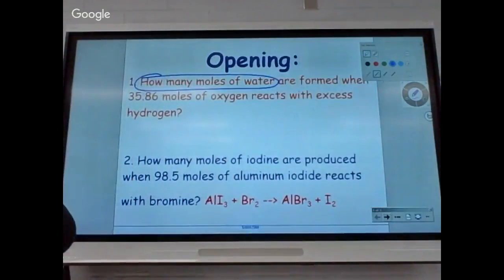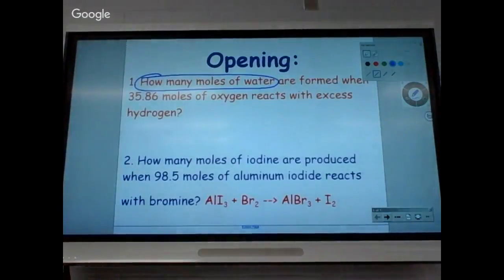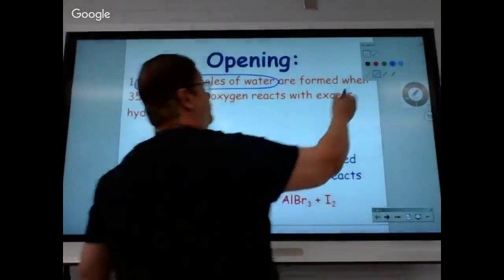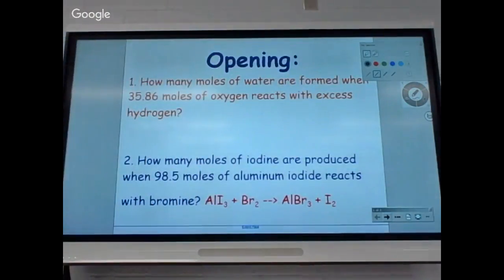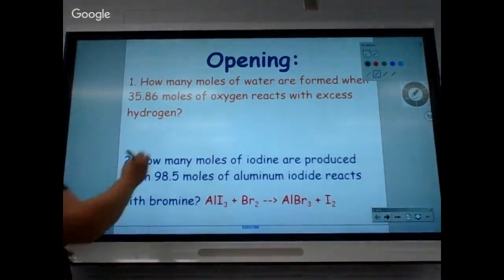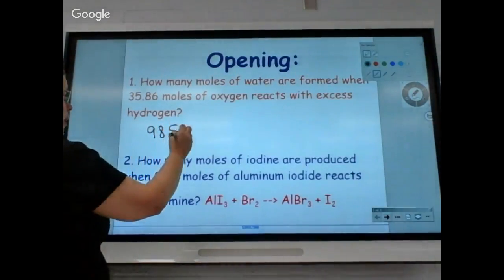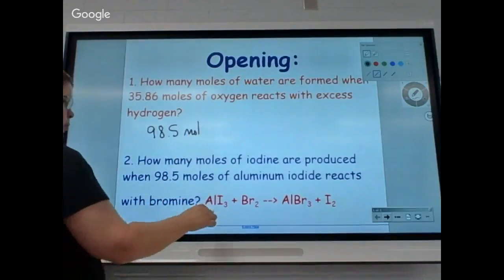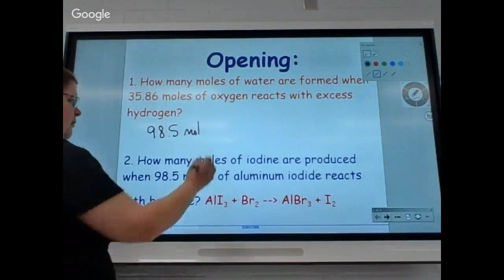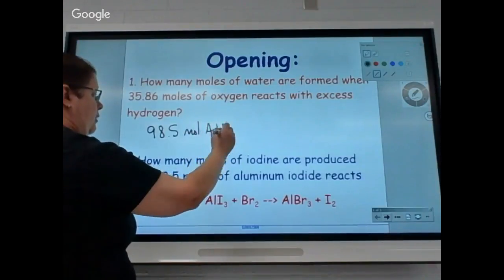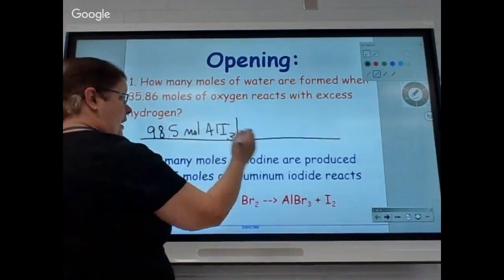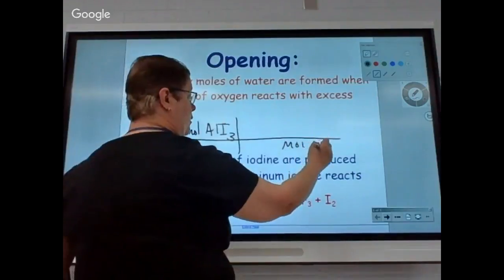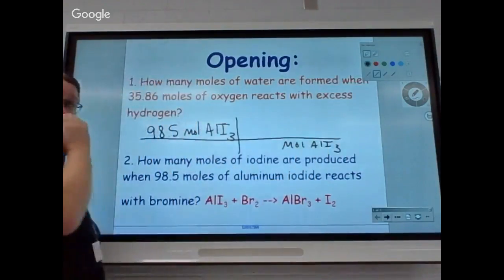All right, number 2. So, what do they give us? Again, find the number. All right. Sailor yelled out what she knew. What about the rest of y'all? Find the number. All right, 98.5 moles of what? So which one of these is aluminum iodide? The first one, the AlI3. Okay. So what has to go on the bottom? Moles of AlI3, because that's what's on top. So it'll cancel. Everybody ought to be able to get that far.